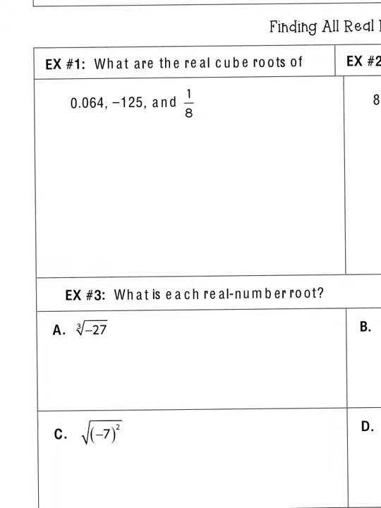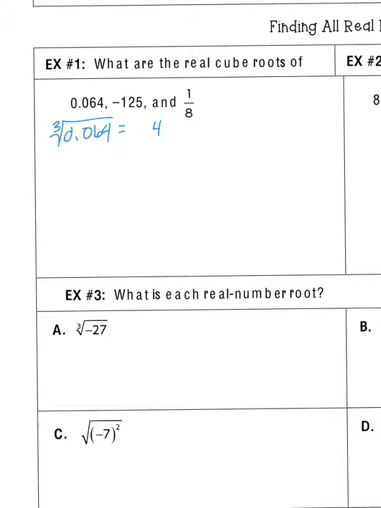So what are the real cube roots of? So we're going to take the cube root of 0.064, which read correctly, is 64 thousandths. So all you do, and you don't need a calculator for this, is ignore the decimal. Just look at the number. What is the cube root of 64? What number times itself 3 times gives you 64? Well, that would be 4.